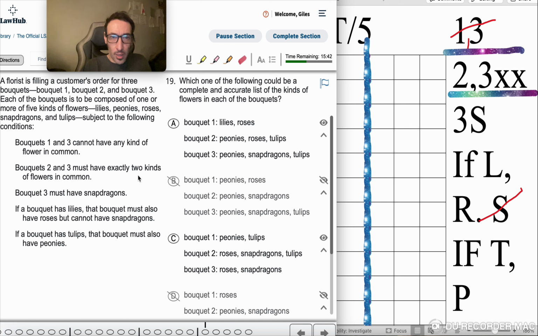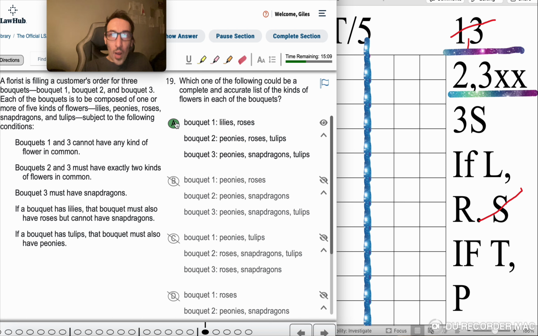Hopefully this last one will eliminate one of them. If a bouquet has T, the bouquet must also have P. So if T, then P. We're looking for a T, and then we see a P. This one does have it. We see a T here, and we see a P. We see a T here, and we see a P. We see a T, but we do not see a P. So let's remove this one. Process of elimination is brought to choice A.